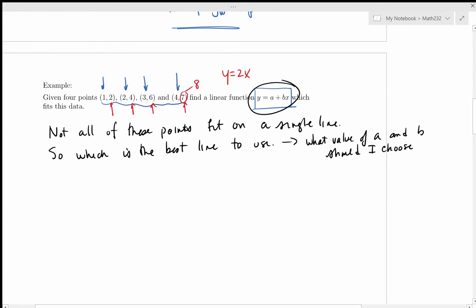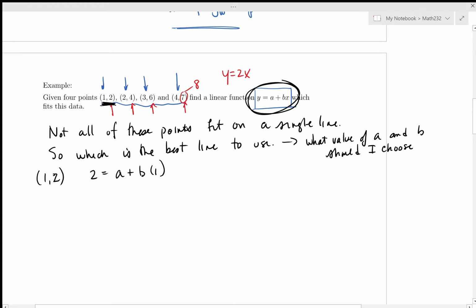Okay, so let's look at it this way. We have y equals a plus bx, and I have this data point here, 1, 2. And so I'm thinking, okay, that means that 2 should be equal to a plus b times 1.